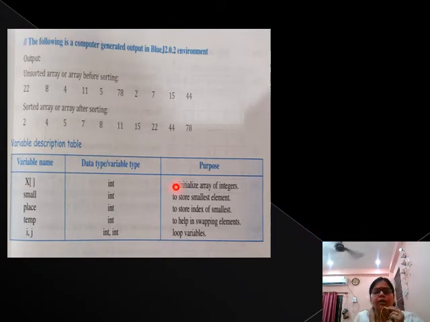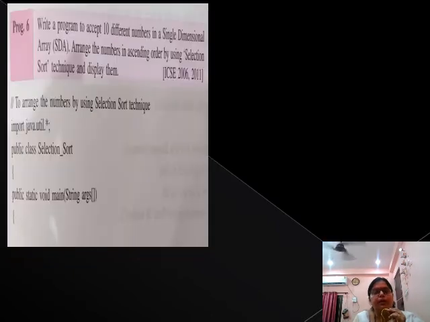Now this is how you are going to get your output here, and this is your variable description. All the things should be in your class register very neatly. Now we have to write another program. This is also a single dimension array by selection sort.